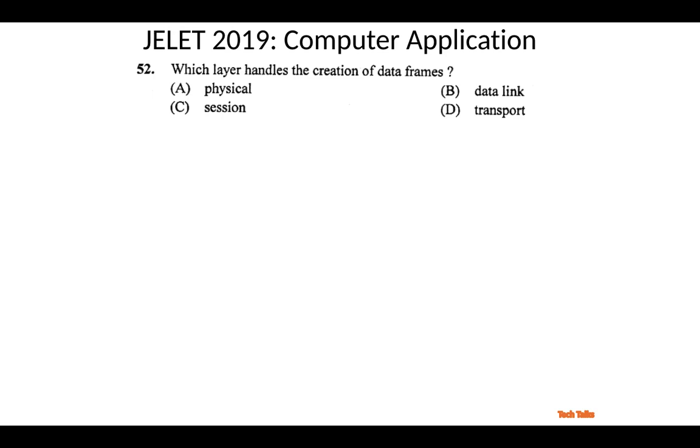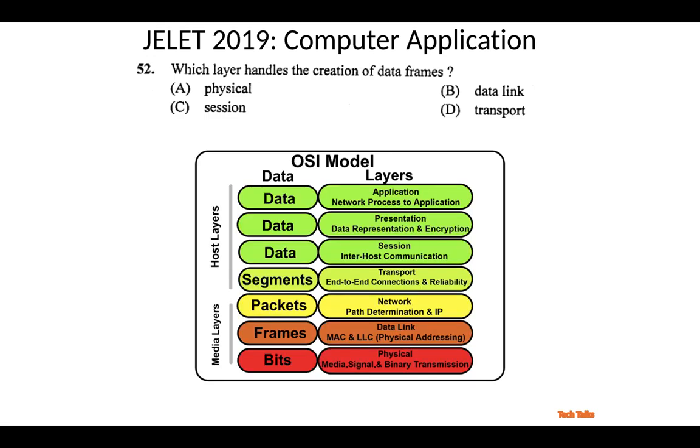Which layer handles the creation of data frames? This question is related to the OSI model. So let's see the duty of each of the layers. There are 7 layers, we know. If you go back to the very first layer, the physical layer, there only the bits are there, the electrical signals. And just above that is the data link layer, which has 2 sub layers, MAC and LLC, but as a whole it is the data link layer.